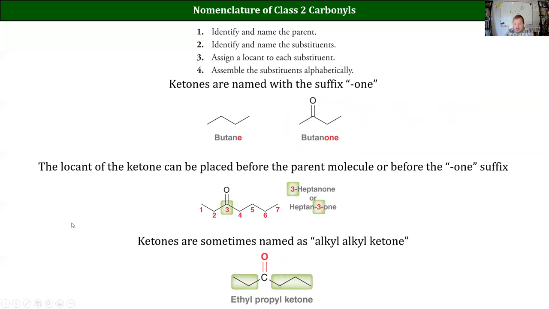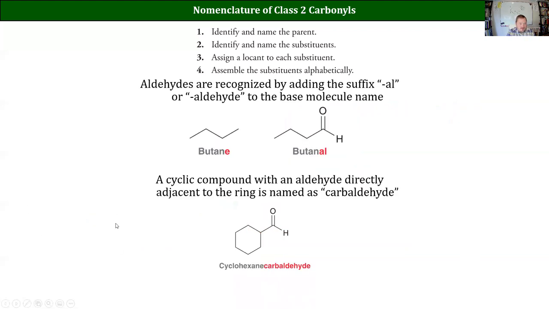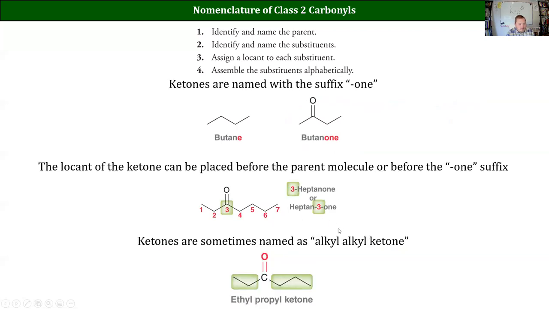All right, so the aldehydes are a little trickier to name because they have that weird case where you can have an aldehyde attached to a cyclohexyl group or a cycloalkyl group, where we have to use that carbaldehyde name. Ketones are fairly straightforward, other than sometimes they're named with this old school naming convention.